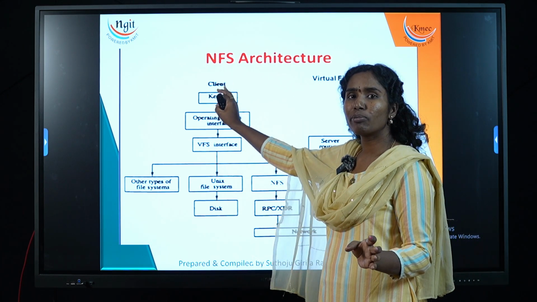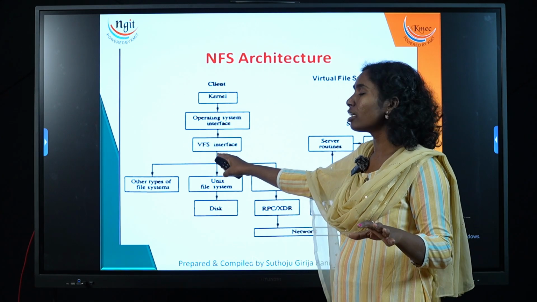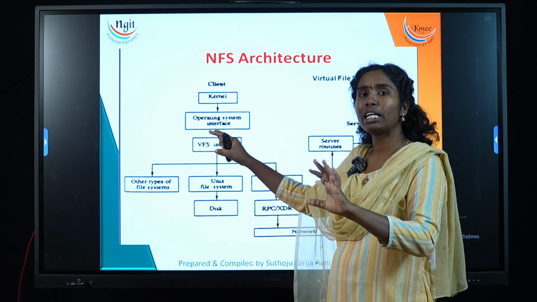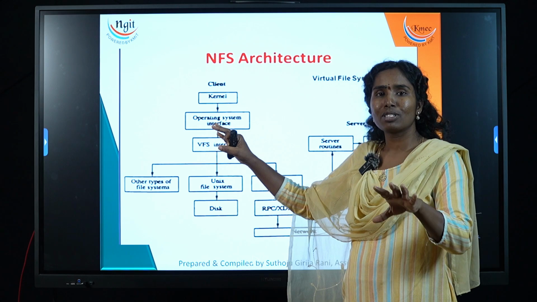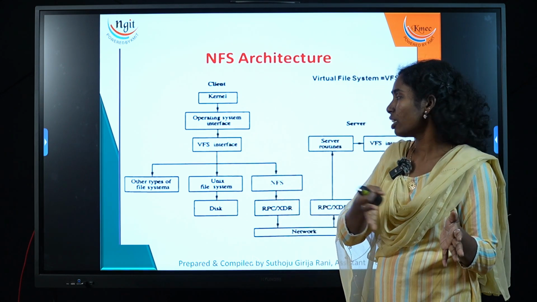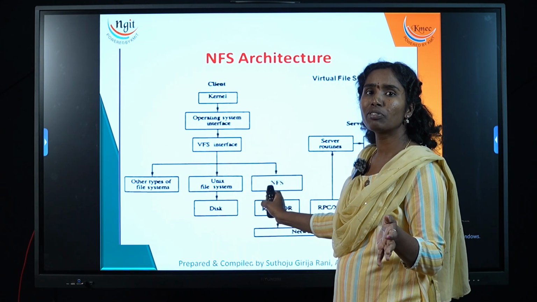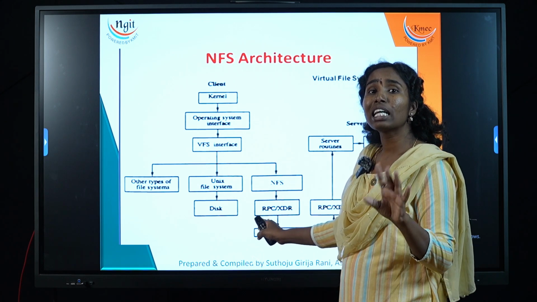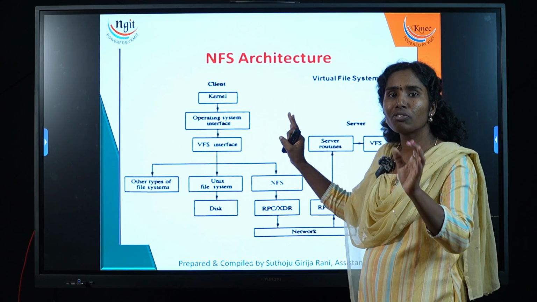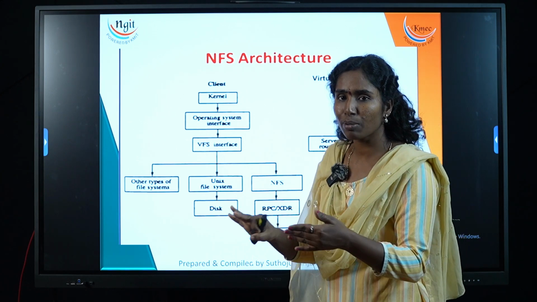The client will be enabled with the operating system interface, and from there the VFS interface enters. The virtual file system will be enabled, where the mapping of the logical with the physical is done. Next we will have a number of different types of systems, and NFS will be activated with the RPC client stub at the client side, and the routines of the server will be enabled as the RPC server stub.